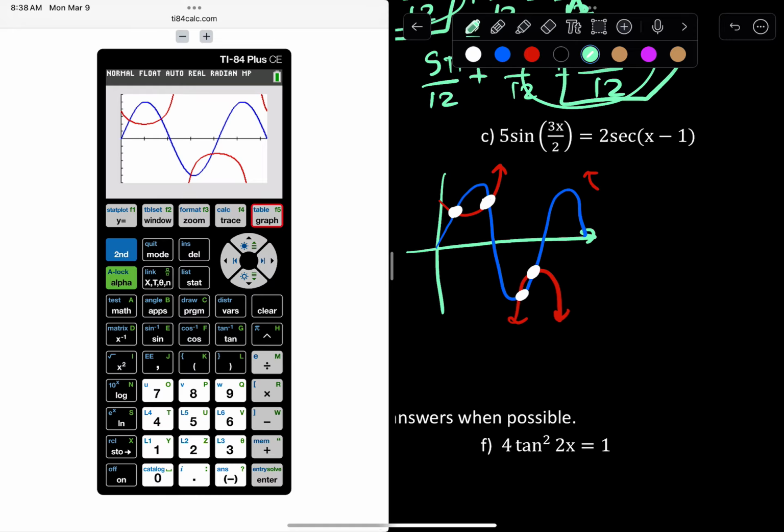And when you do that, you should end up with x equals 0.351, 1.720, 2.993, 3.906.